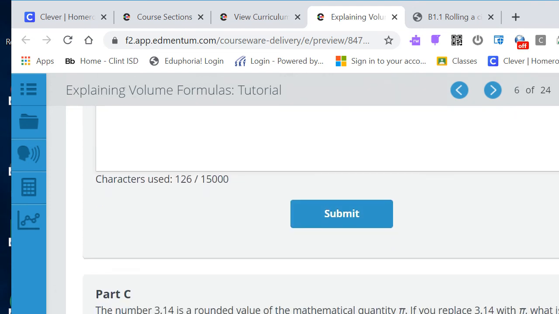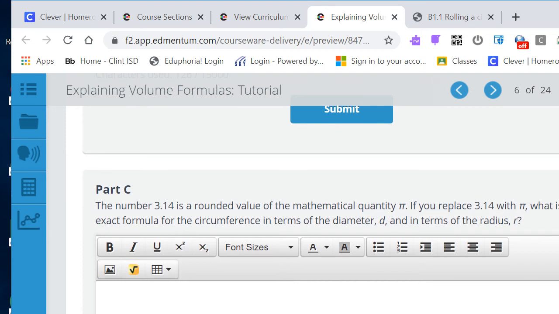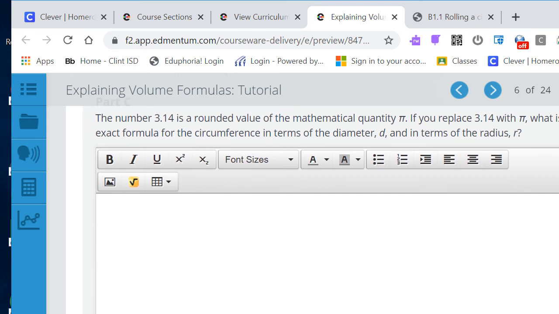Okay, and that's it. So it's not that complicated, guys, but you have to go through it. You have to read every single detail that they have and use all of the things that they want you guys to use. So for part C, it says the number 3.14 is rounded to the value for, we already said it, pi. What is the exact formula for the circumference in terms of the diameter? Okay, so now it's asking you, when we have circumference, and we should already know this because we covered it a while back. When I want to find circumference, circumference equals the diameter times pi.